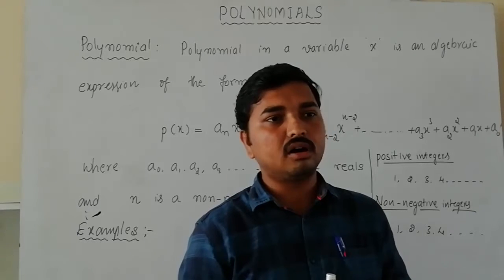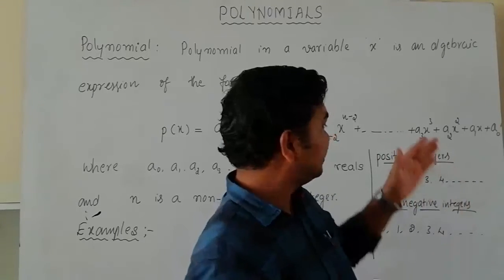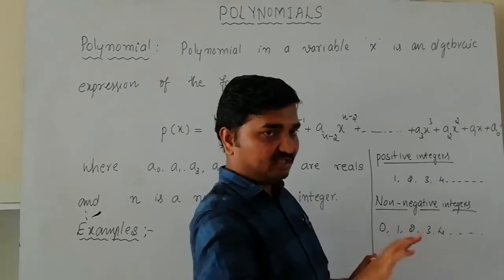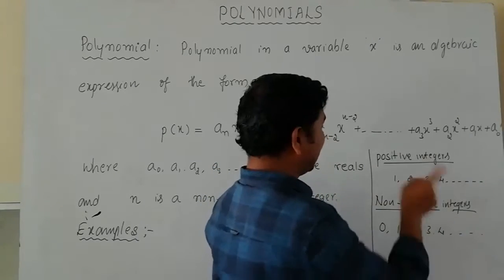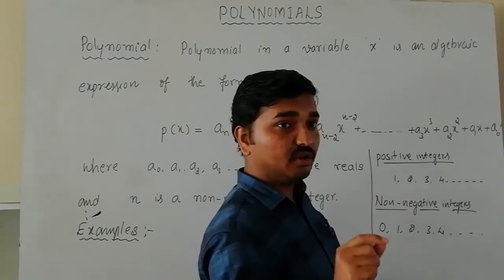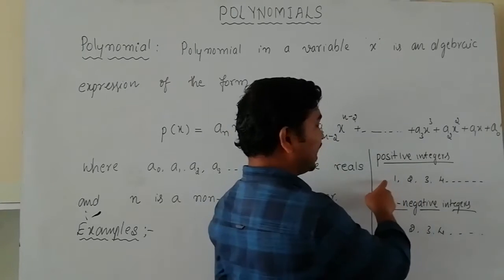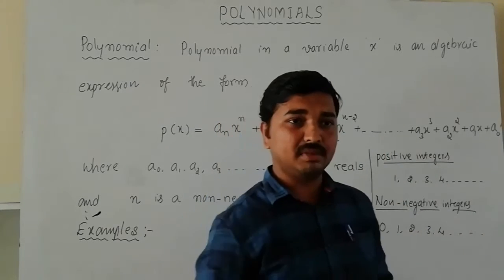It is neither positive nor negative. Only because of this there is a difference between a positive integer and a non-negative integer. Positive means it should be strictly positive, so don't consider 0 here, because 0 is neither positive nor negative. That's why 0 cannot be included here. But in the case of non-negative, what is the meaning?